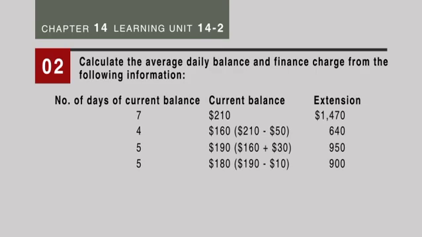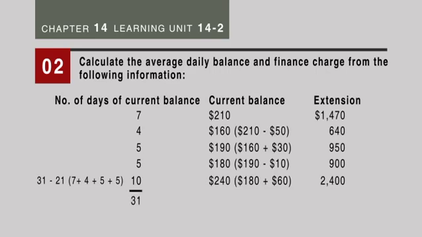And then we have to do something a little bit different. We know that we have 31 days in our billing cycle, so we have to add the 7 plus 4 plus 5 plus 5 to figure out how many days we currently have in that billing cycle that we've accounted for, and that's 21 days. So we know we're going to need 10 days at $240, which is the $180 plus the $60 charge, which is $2,400. So now we have the 31 days accounted for.